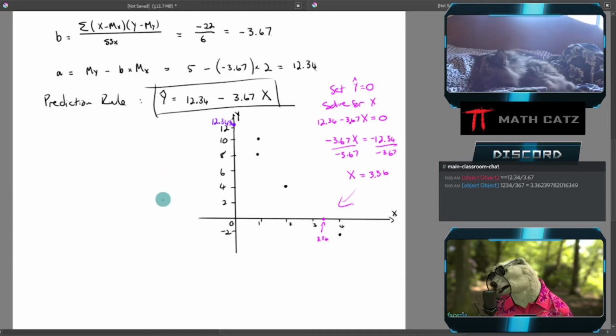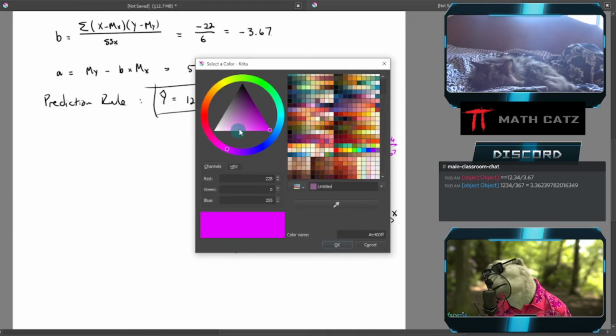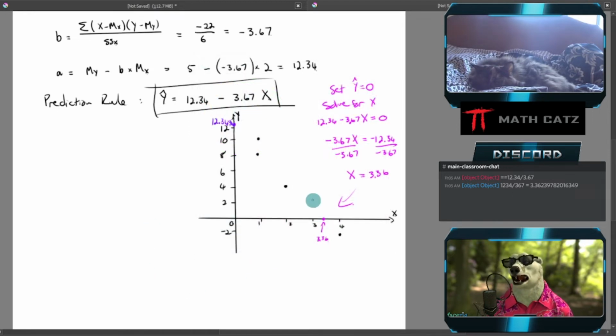So then let's pick another color. I like color. For the predictor line, I get it by just connecting those two. Now I'll extend it in the other direction, like so. It goes on forever or until the scale stops.